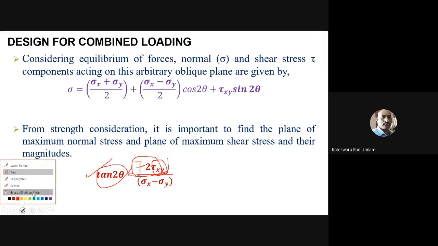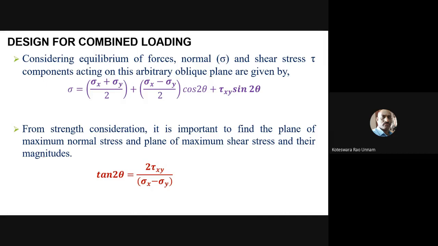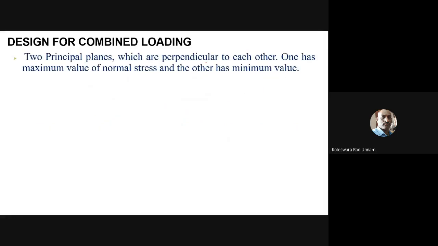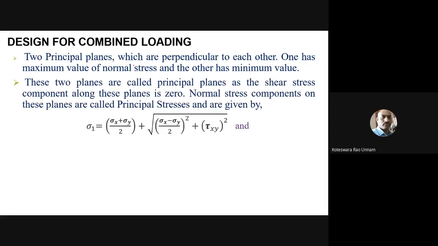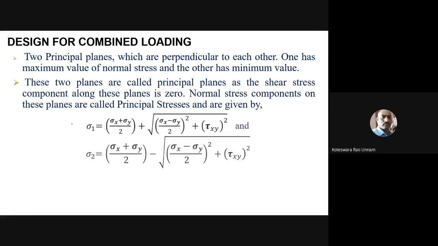So once I know the plane of the maximum normal stress, then I can find out the value of that maximum normal stress. So that can be done. Those normal stresses we will call principal stresses, and the magnitudes of those principal stresses are given by these formulas. That's what I have written here.